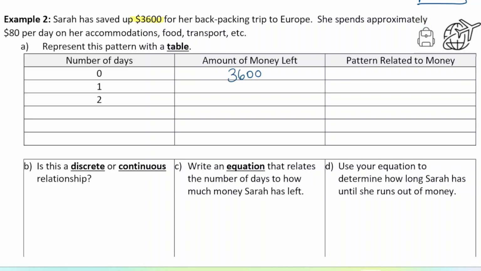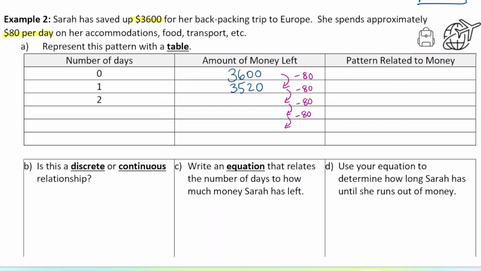She spends approximately $80 per day on her accommodations, food, transport, etc. So we're trying to think about a budget and how her money is decreasing here. So after one day, for example, we're going to subtract $80, so it'd be $3,520 left. So every time a day has passed, we're going to subtract 80. You can see this pattern is linear because it's decreasing at a consistent rate.